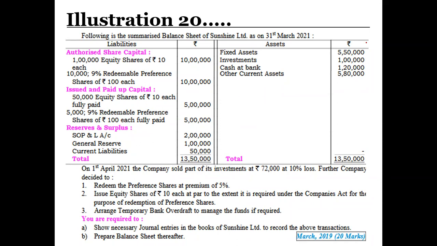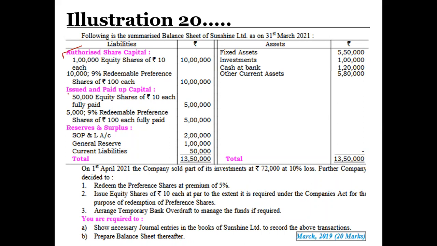Authorized capital, share capital. It is just for information. We will not consider it while calculating the sum. Authorized capital is just to give us information that this is the maximum permissible share capital which a company is allowed to issue in the market. We are only concerned with issued and paid up capital.